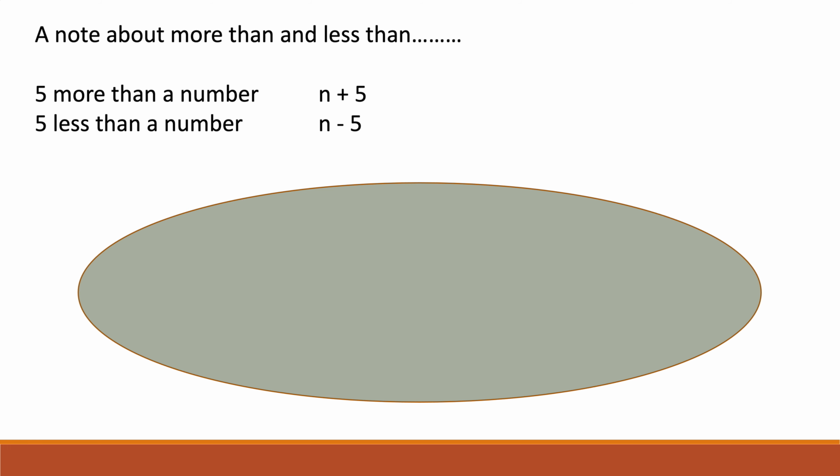All right. So here's the note about more than and less than. Whenever you read the phrase more than and less than, you have to switch order. Notice 5 more than a number. We put the number first, the n plus the 5. So 5 more than a number is n plus 5. 5 less than a number is n minus 5.